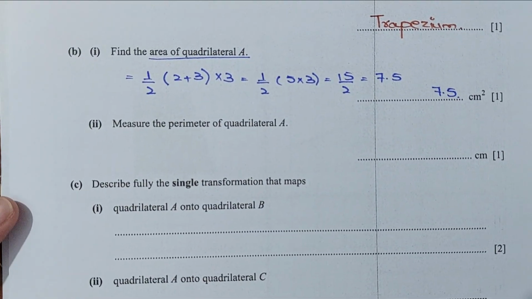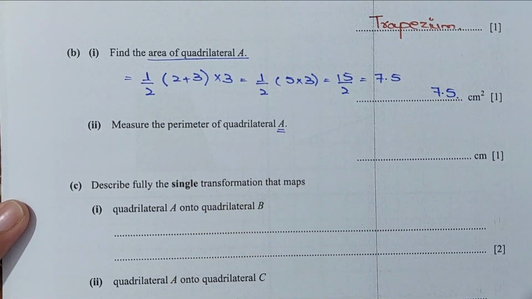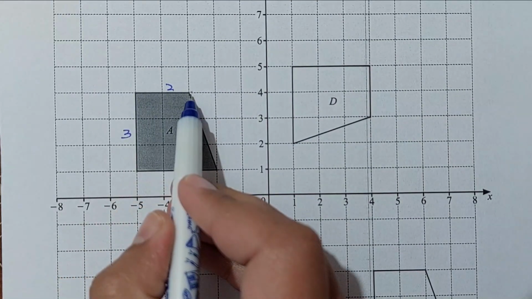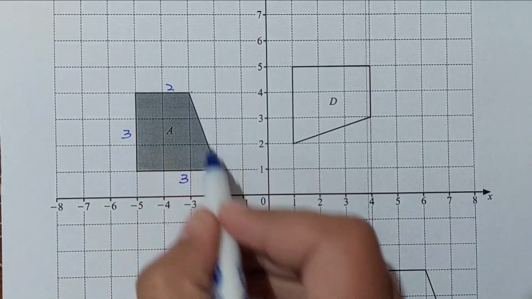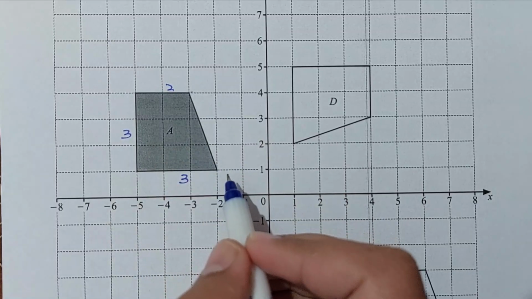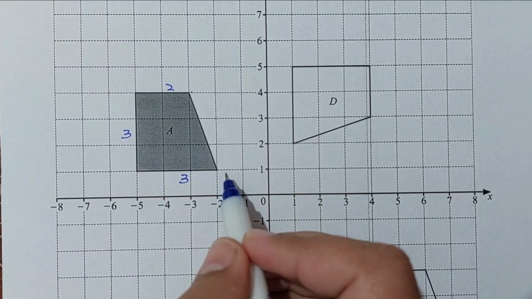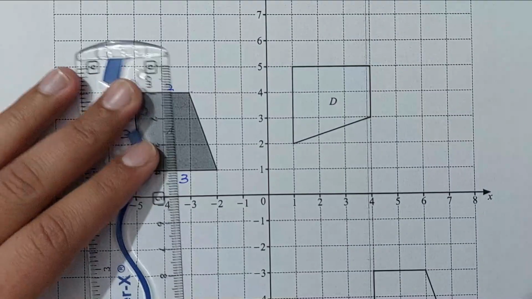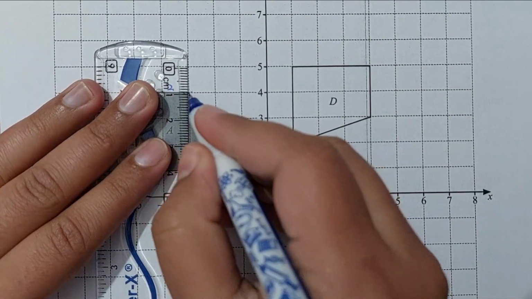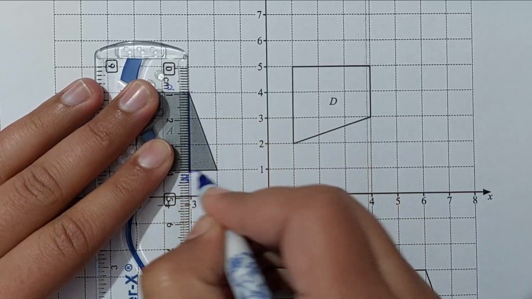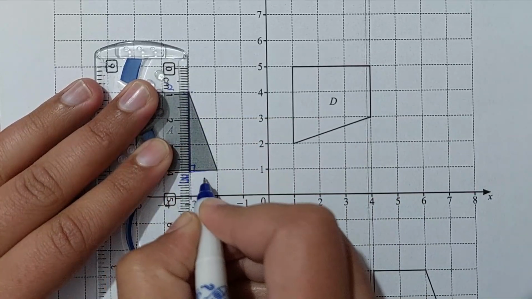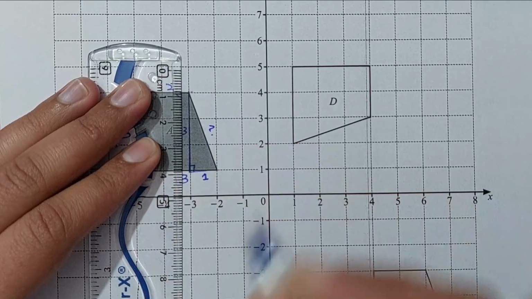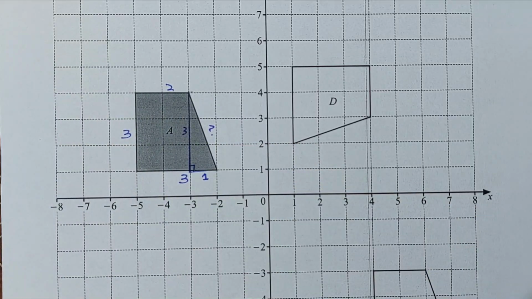Now for part 2, measure the perimeter of the quadrilateral A. The perimeter is the sum of all sides, right? This side is 2, this is 3, this is 3. We have to find out this side. So how can we measure this side of the quadrilateral? If I consider this trapezium, this is a right angle triangle, right? The right angle, this is 1 unit and this is 3 units. Let me find out the hypotenuse for this.